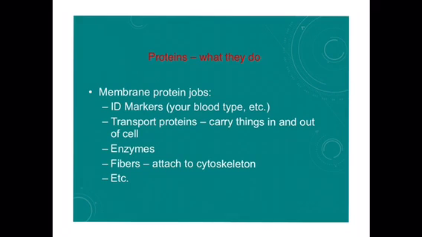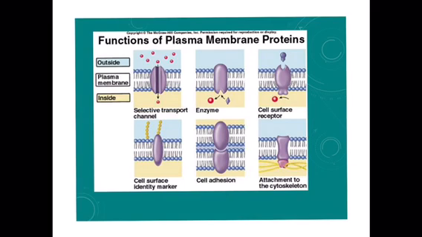Now, what are some of the jobs of some of those proteins that we're going to be looking at in section 7.3 and 7.4? Some of the proteins serve as ID markers. Some are transport proteins that facilitate the movement of material in and out of the cell. Some act as enzymes. We talked about that in the last chapter. Some act as fibers and points for the cytoskeleton to attach to. Let's look at it a little more closely on the next slide. Here's kind of a picture of some of these things here.